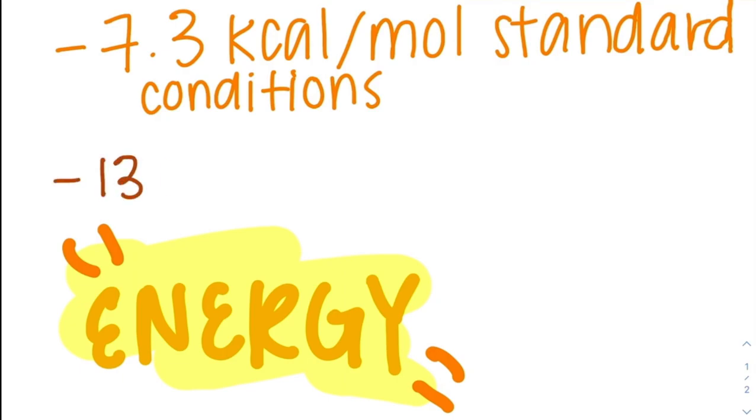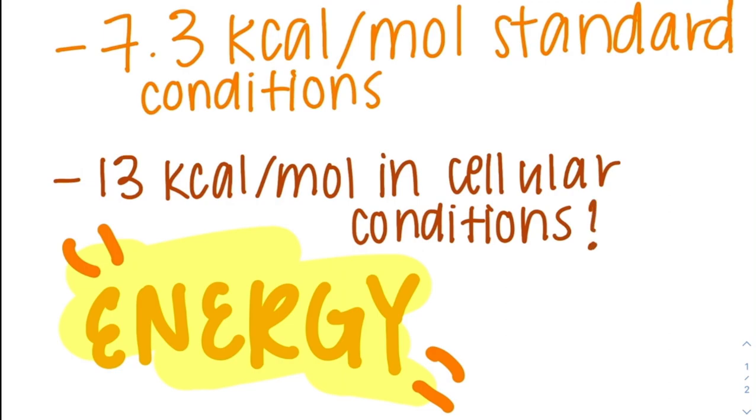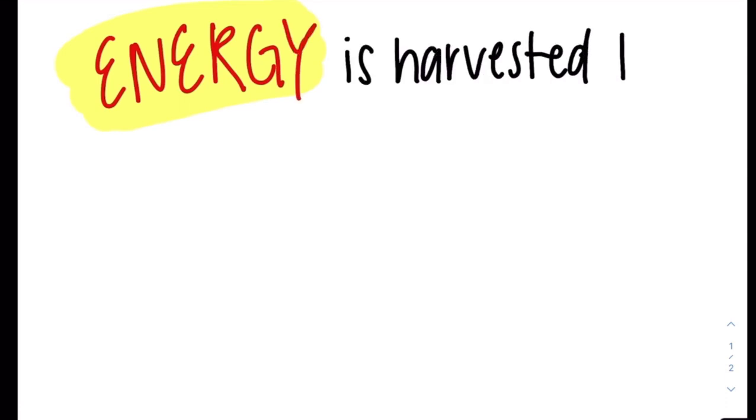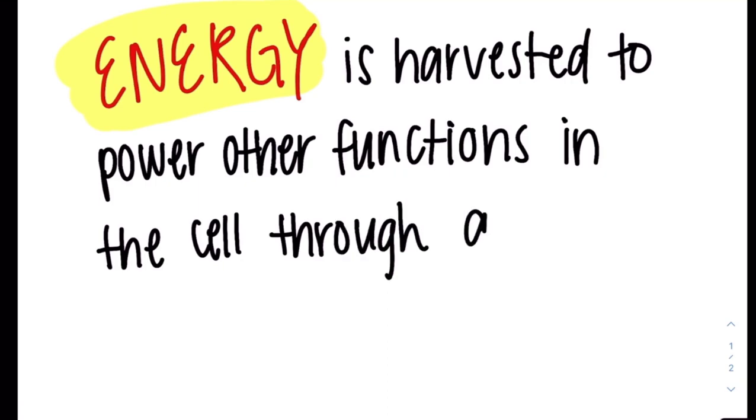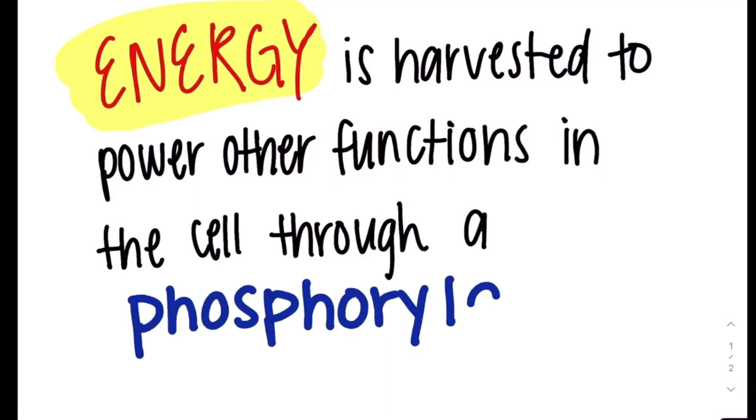The energy that's released from this reaction is negative 7.3 kilocalories per mole in standard conditions, but in cellular conditions, it's negative 13 kilocalories per mole, which is a lot of energy that drives further reactions in the cell. So going back to our definition of energy coupling, this energy that is released through ATP hydrolysis is used to power other functions in the cell through a phosphorylated intermediate.